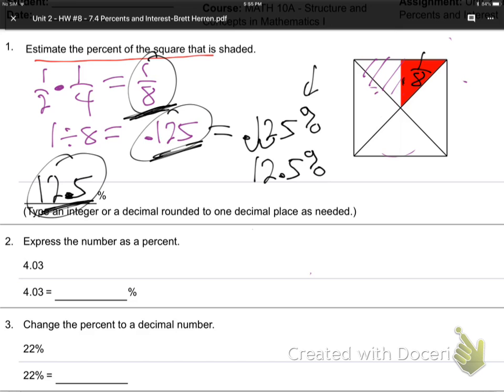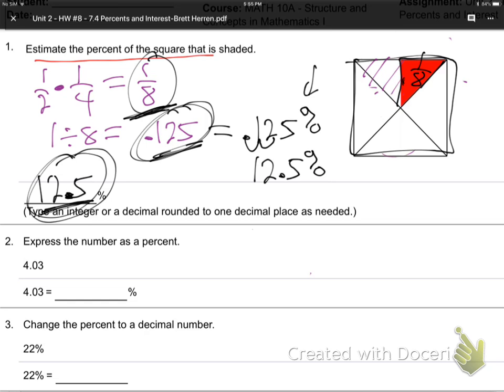I'm saying the same number in 3 different languages. We're saying the same portion. This red section is the same portion of the whole square. It's 1/8 of the whole square, 0.125 of the whole square, or 12.5% of the whole square. Fraction, decimal, percentage are 3 ways to say a portion. Let's try number 2 down here.